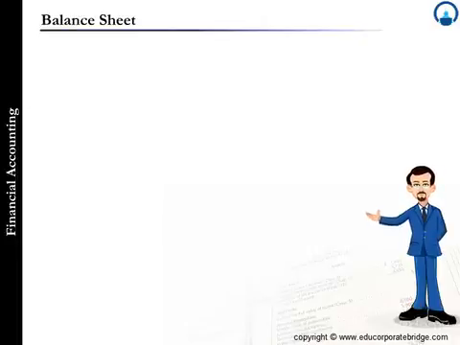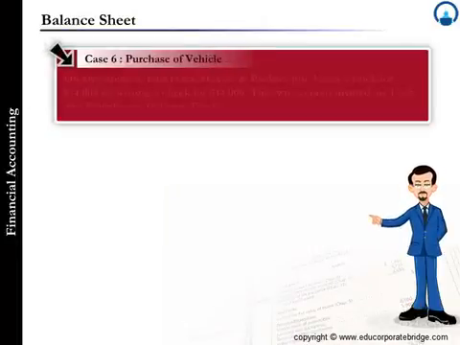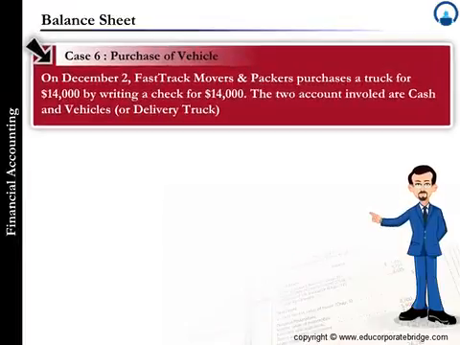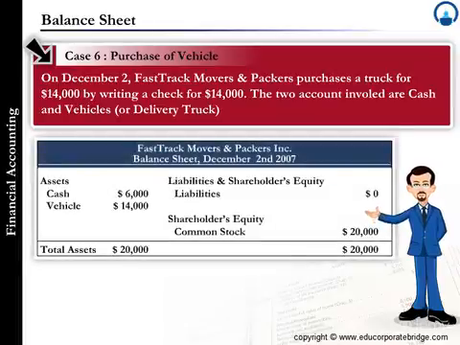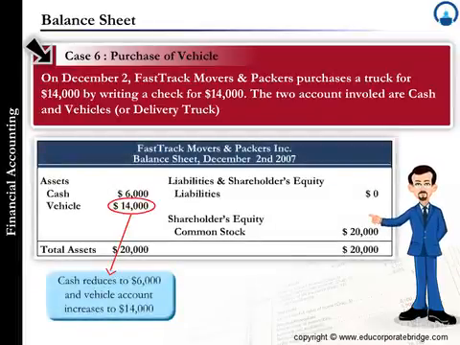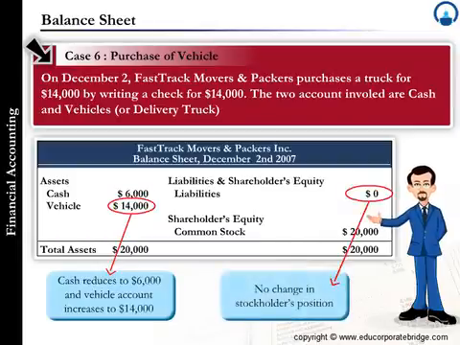Continuing our discussion on balance sheet, let us now look at case study 6, purchase of vehicle. On December 2, Fast Track Movers and Packers purchases a truck for $14,000 by writing a check for $14,000. The two accounts involved are cash and vehicles or delivery truck. How do we record the above transaction in the balance sheet? On the asset side, cash reduces by $14,000 and vehicle account increases by $14,000. On the liability side, no change in stockholders' position.